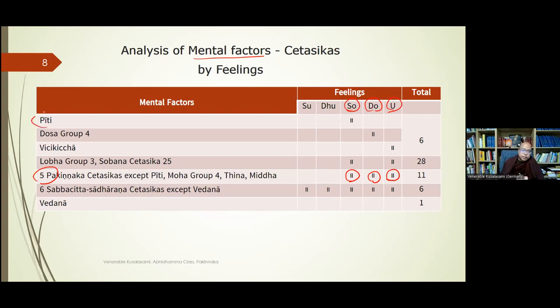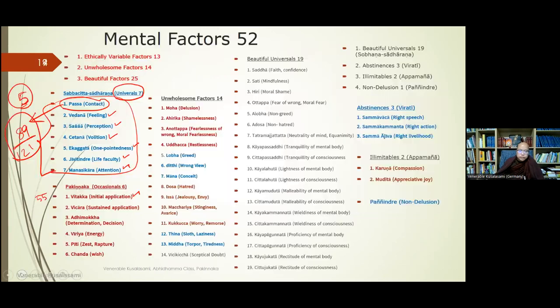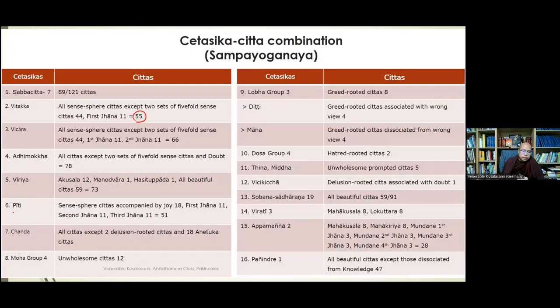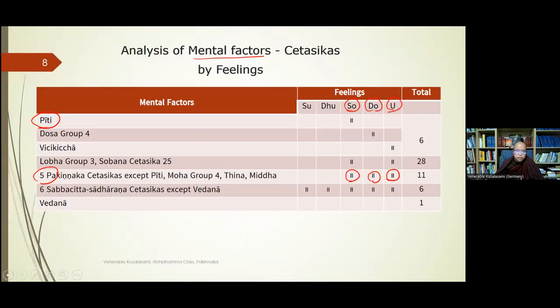So let's see the PT, yeah? How many consciousness are together with the PT? Then let's look at here. So PT, sense pure consciousness accompanied by joy is 18, and first jhana 11, second jhana 11, third jhana 11, all together 51.